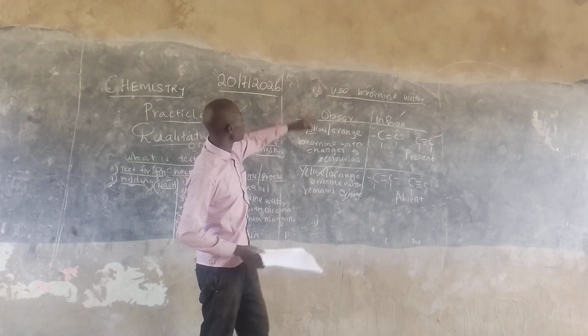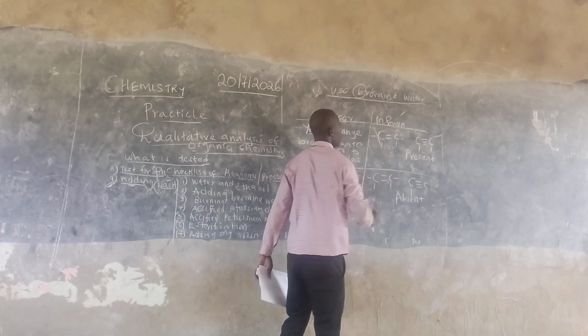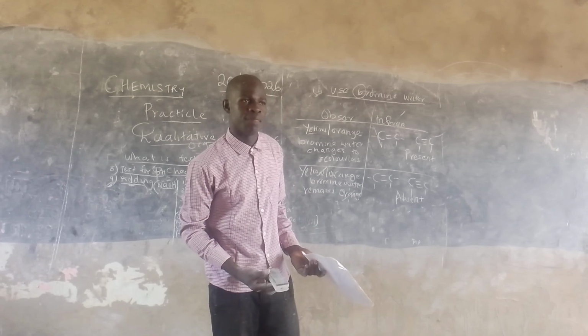So when you use bromine water, or bromine, it is for double bonds. Burning, it is for double bonds. Students, hope that is very clear. Let us move on.